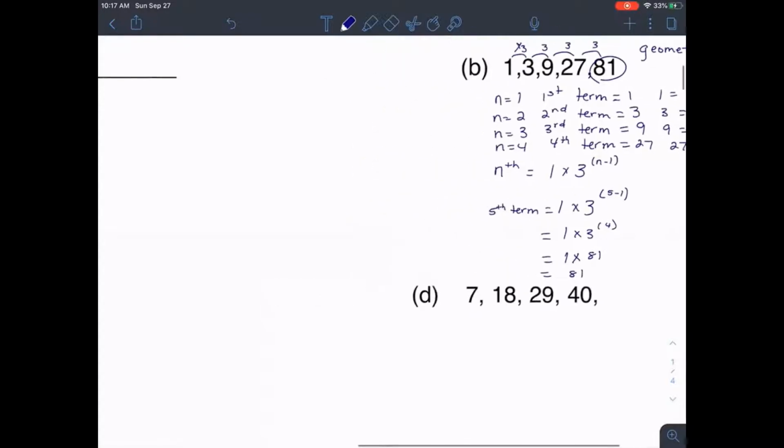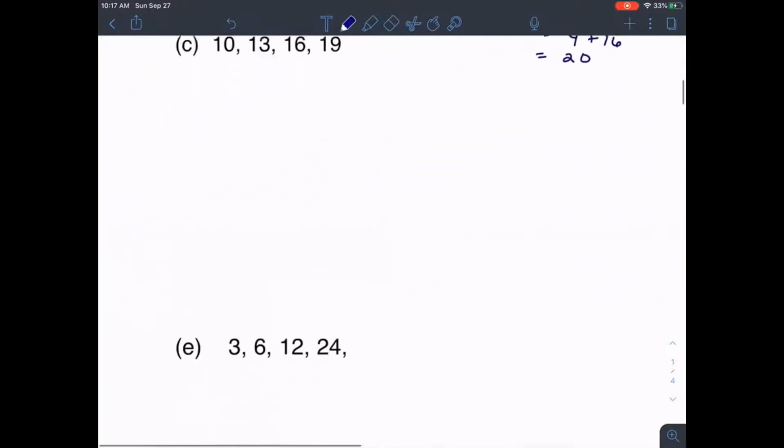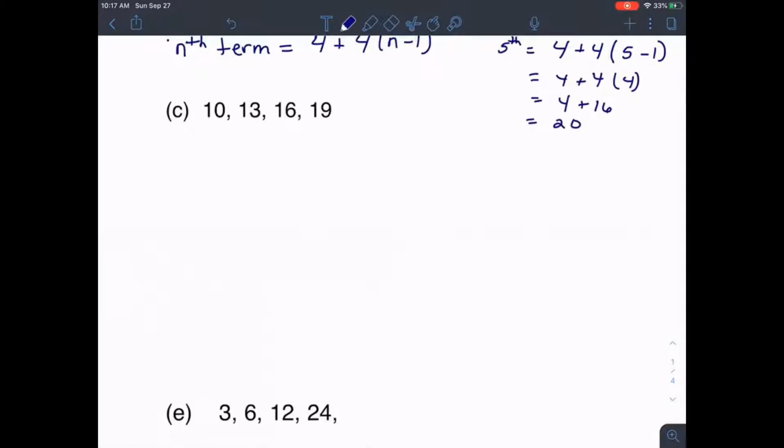All right, let's go to C. For C, we have another arithmetic sequence. So for 10 to 13, we have adding 3. 13 to 16, we add 3. 16 to 19, we add 3. So this is an arithmetic sequence.